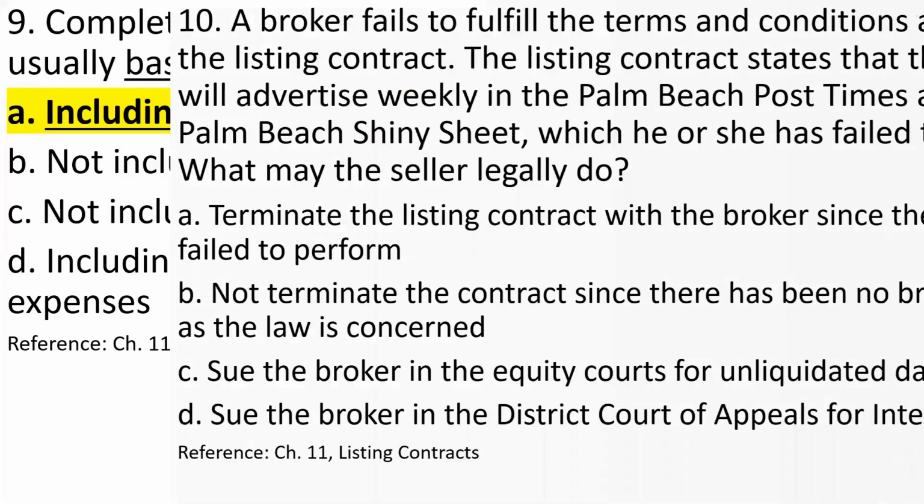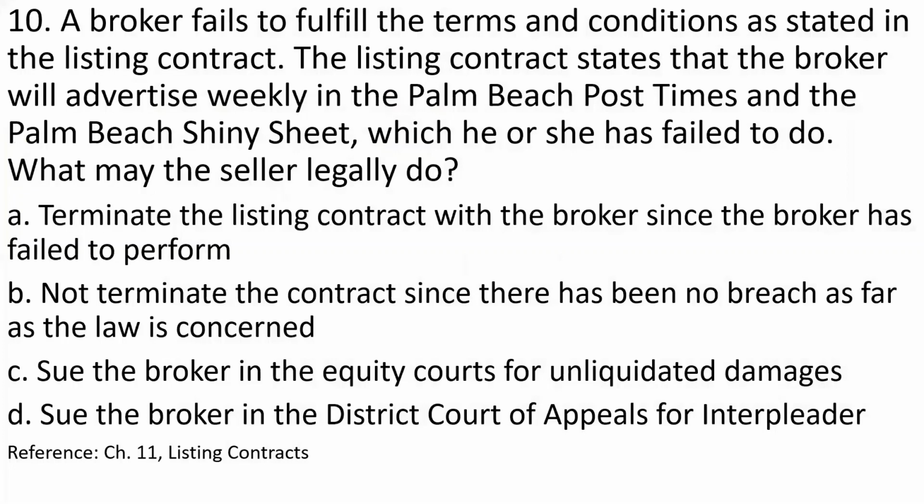Number 10, a broker fails to fulfill the terms and conditions as stated in the listing contract. The listing contract states that the broker will advertise weekly in the Palm Beach Post-Times and the Palm Beach Shining Sheet, which she or he has failed to do. What may the seller legally do?